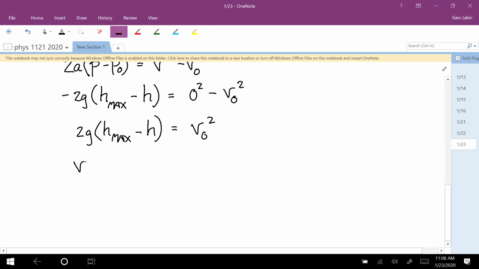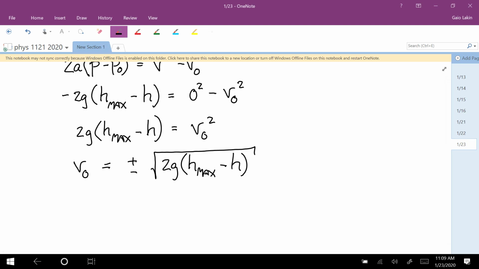Take the square root of both sides, and you get that v0 is equal to plus or minus the square root of 2g times the quantity h max minus h. And do we want the positive or the negative? Well, we're not calculating time here. So you need to think of a different reason. It is the positive one that we want. A positive velocity at the instant it's released. It's thrown up into the air. The negative represents the speed on the way back down.